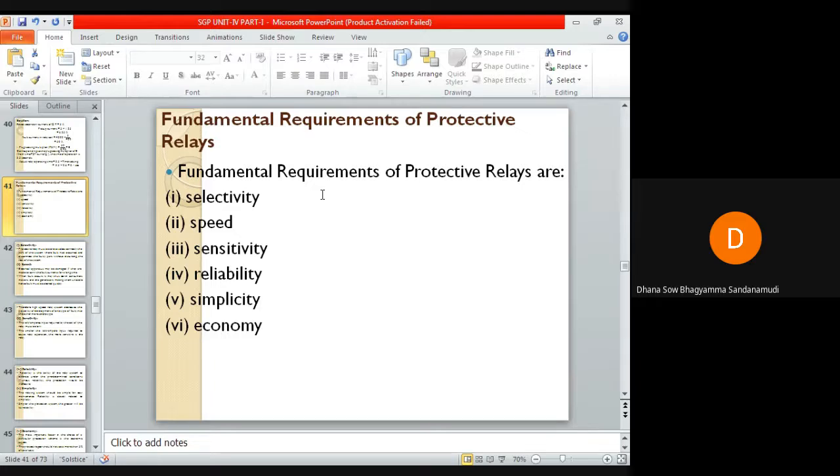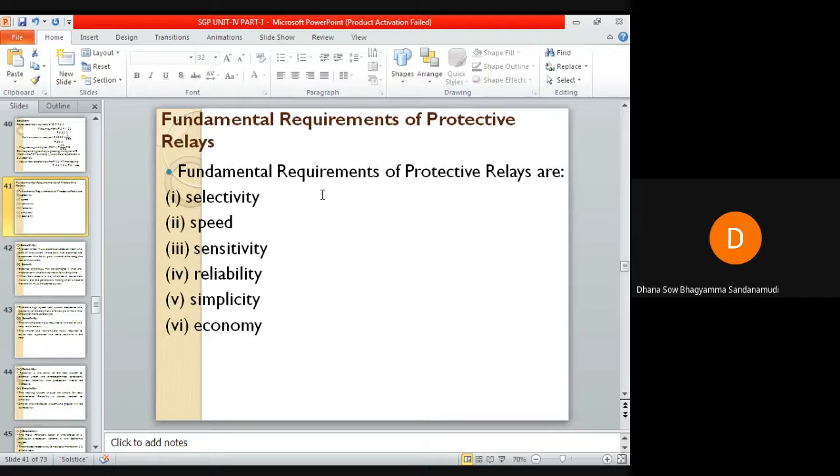So the volt ampere input required by this relay coil must be low. The smaller the volt ampere input required by the relay coil, the more sensitive will be the relay. So if the volt ampere input required by the relay coil is small, that means that relay is more sensitive.